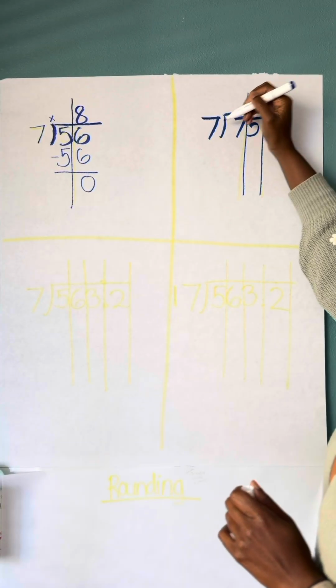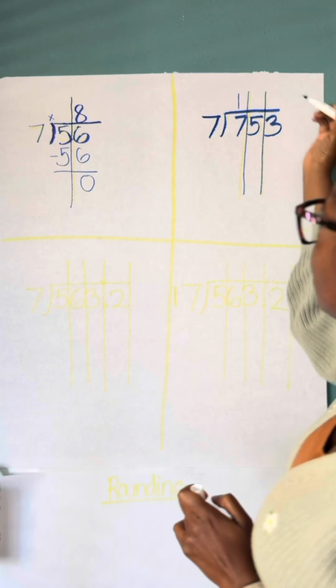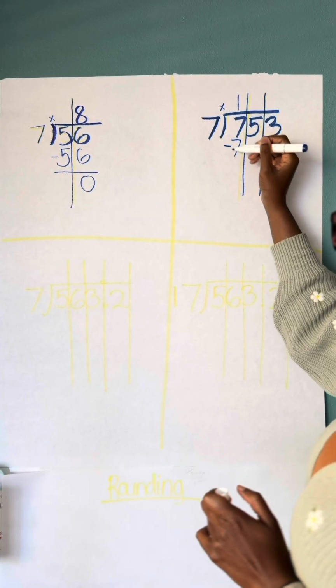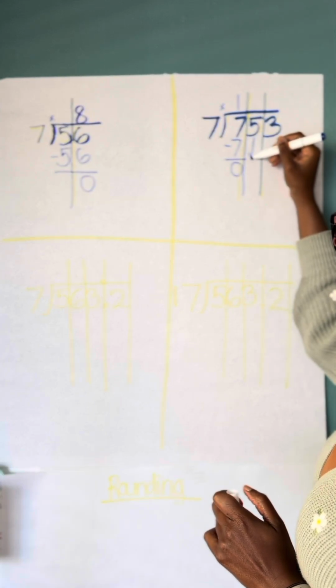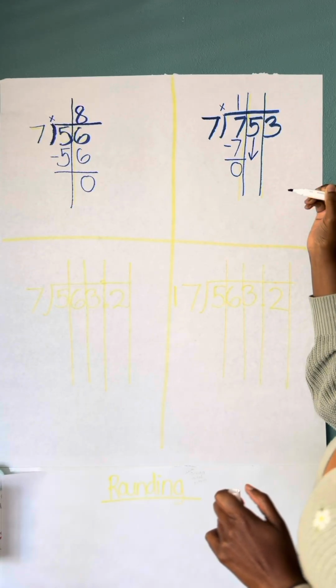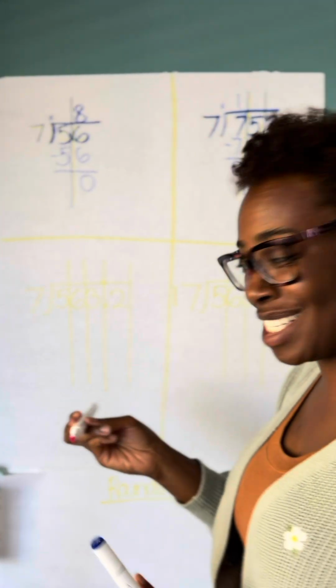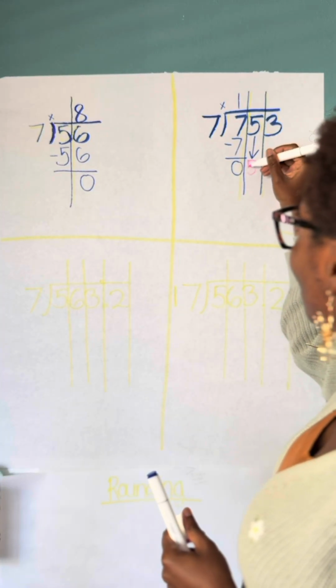So, how many groups of 7 go into 7? That's the question we're asking. 1. Okay? Multiply, subtract, 0. Now we're bringing down the 5. Okay? And I like to use a different color. And the kids will see me. I have different colors of chalk in my hand.